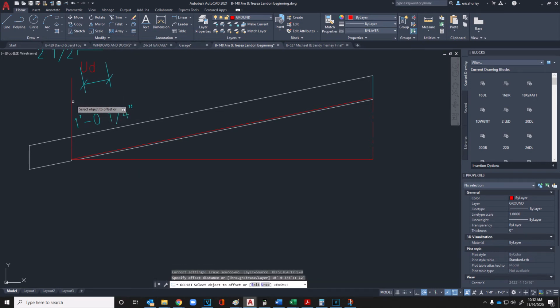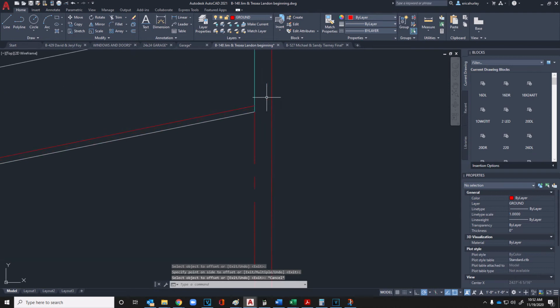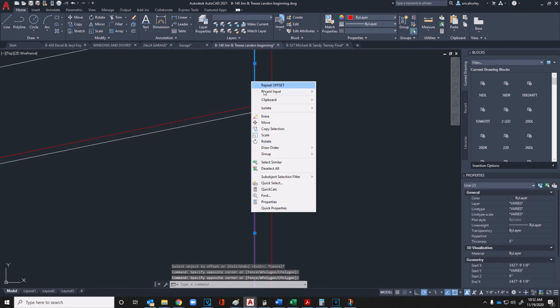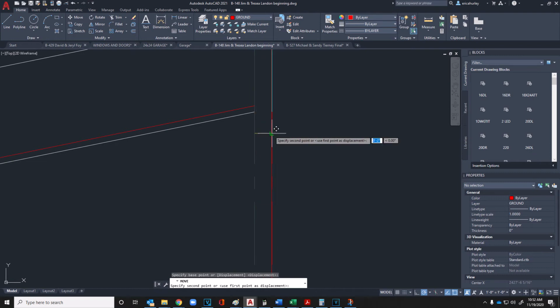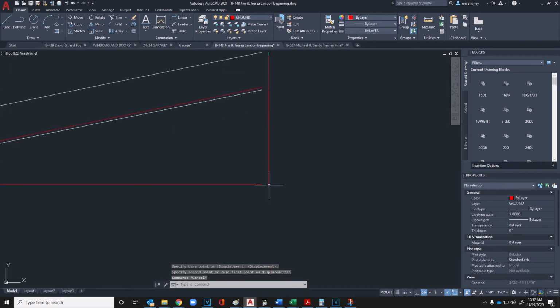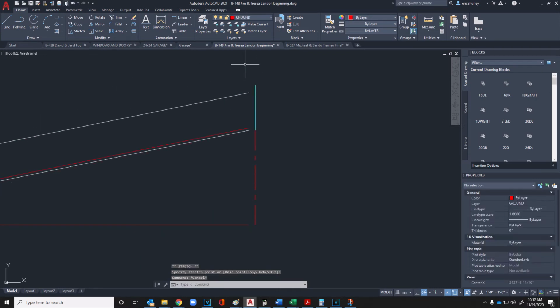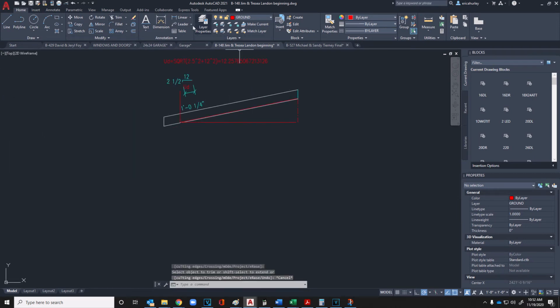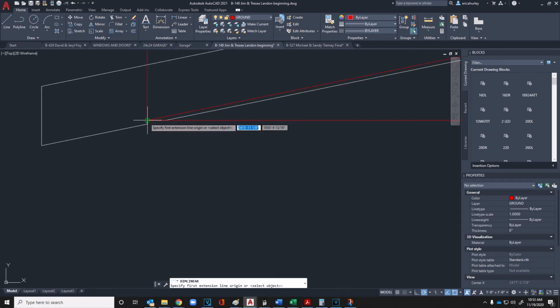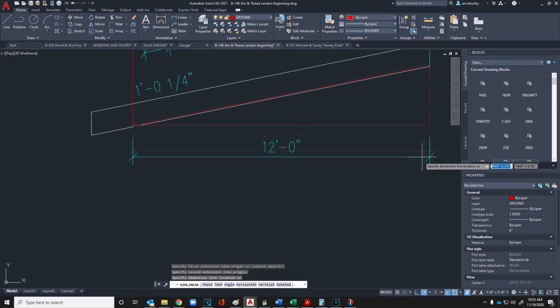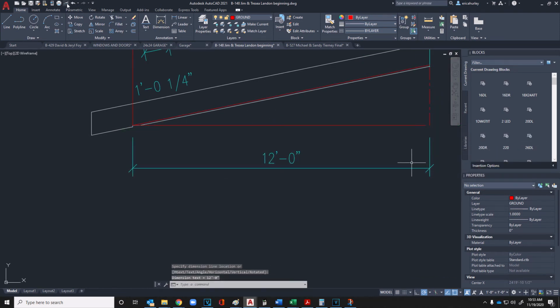12 foot. So the old saying goes, do as I say, not as I do. Always check your work to make sure that everything is kosher the way it's supposed to be. There. Now, that's the way it should be, because that's what the plan said.